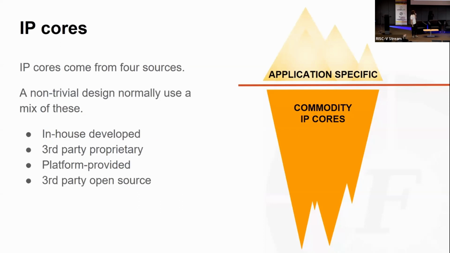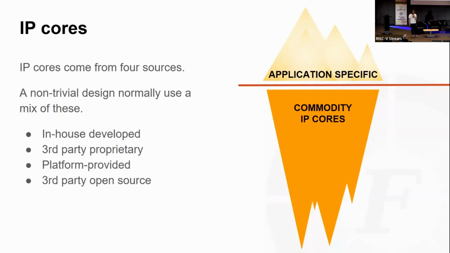Where do these IP cores come from? Four sources basically. You either develop them yourself, you buy them from someone, they can be provided by a platform, or you can find them as open source third-party cores. And either you pay the cost for buying them, or you pay the time for developing them. Or in the platform case, you might be locked into a certain platform.